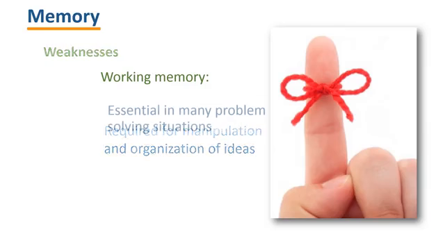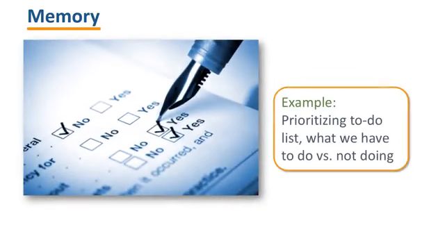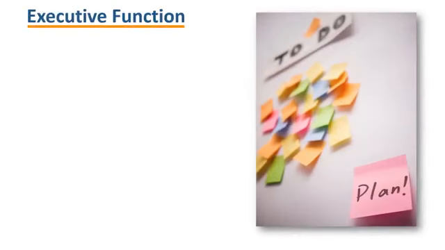Working memory is essential in many problem-solving situations. For example, when we're prioritizing, we have to be able to think about and hold on to not only what we have to do, but also the timeline and the potential outcomes of doing versus not doing the items on our to-do list. Working memory is a component of executive functioning, where we also see patterns of strength and weakness in individuals with autism.